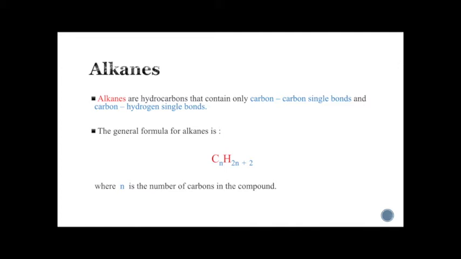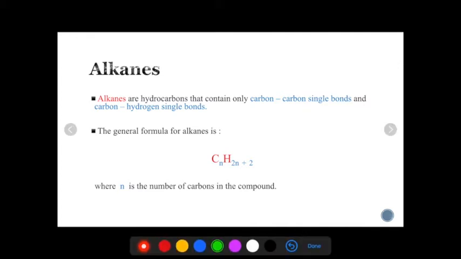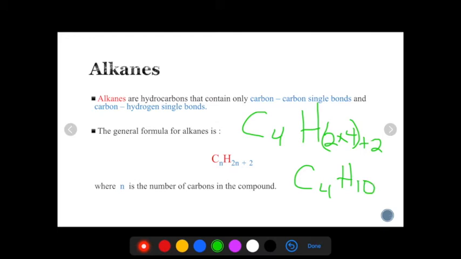So let's say I have 4 carbon. So carbon 4. To figure out how many hydrogen I'm going to have, I take 2 times 4 and then add 2. So that would be C4H10. So that's the general formula for figuring out alkanes.